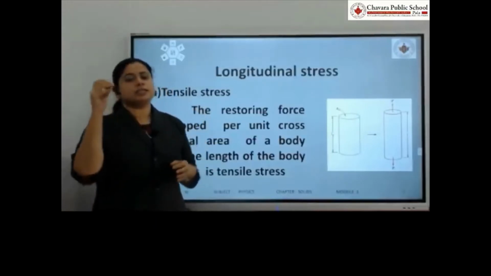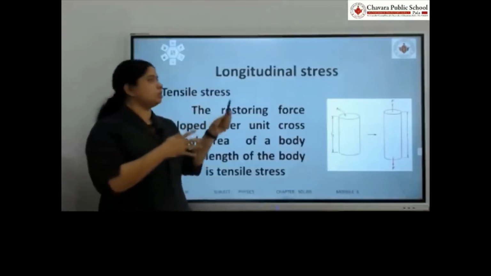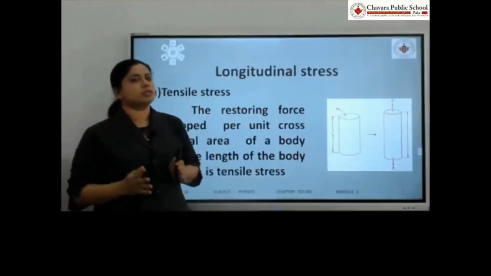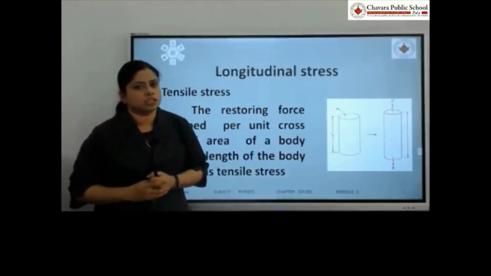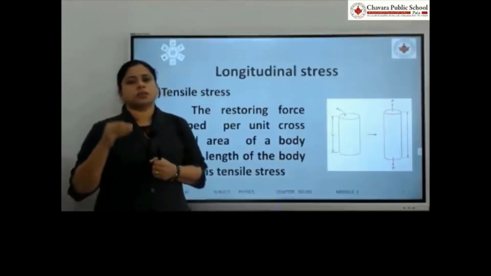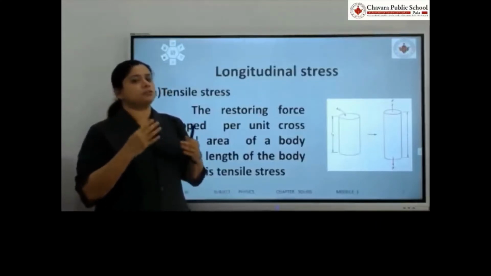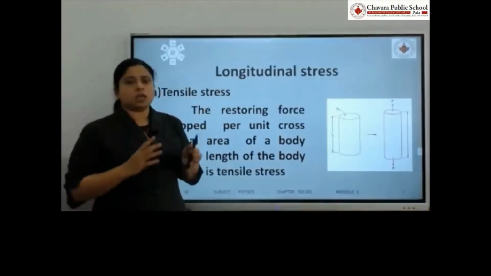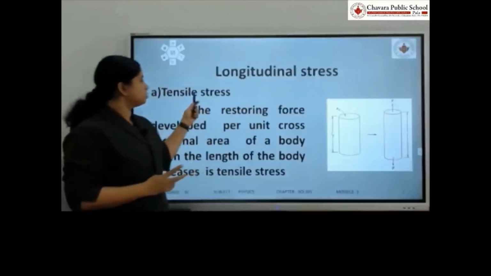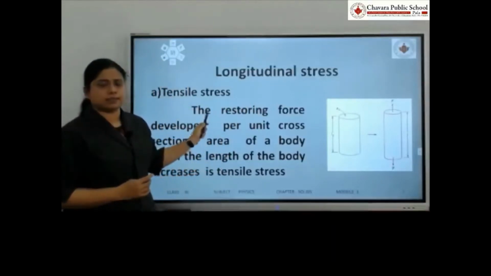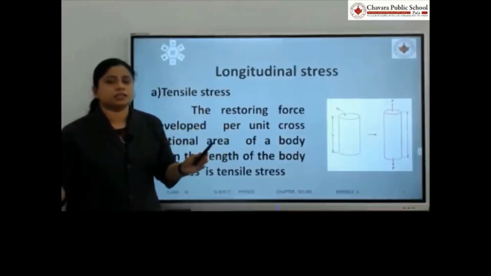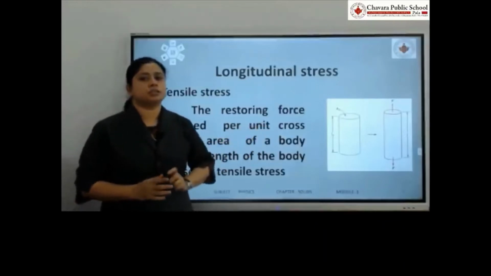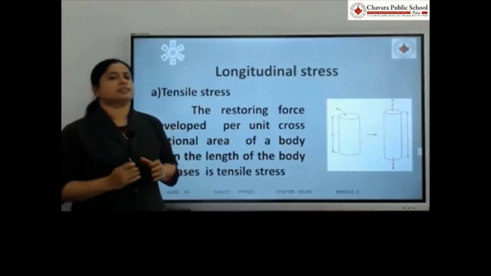So, if there is a change in length, commonly we use the term longitudinal stress. Longitudinal stress means lengthwise deformation takes place. The internal force developed in the body due to the applied force, if the length of the body changes, that is longitudinal stress. The longitudinal stress is again divided into two types. Tensile stress: if the length of the body increases by the application of force, then the internal force developed per unit area is called tensile stress.